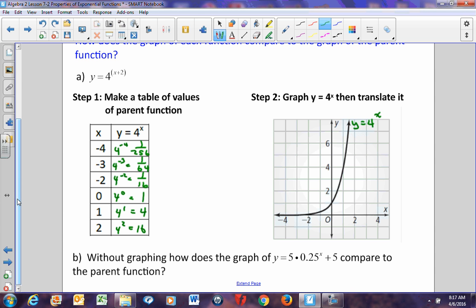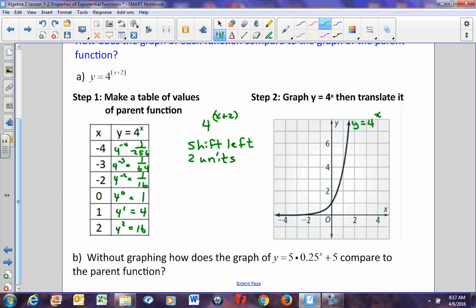So if I'm going to translate this, x plus 2 happens to be a horizontal shift, 2 units left. Okay? The y equals 4 to the x plus 2 is shifting it left 2 units. There's no up or down. So what I could do is, instead of this being 4 to the negative 4th, it's now 4 to the negative 2nd, so it becomes 1/16. So instead of being negative 4, 1/256, it's negative 4, 1/16. The easiest way to do it is just pick points and move them 2 points to the left.